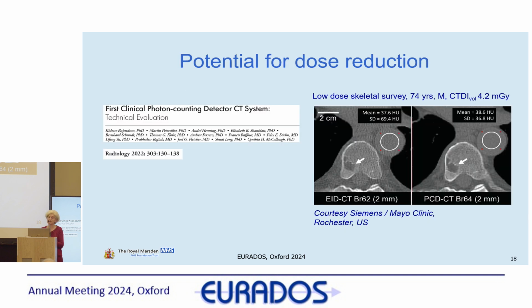And hopefully this pair of images gives you a taste for the potential for dose reduction that we might be able to achieve. This is work done in 2022. What I'm showing is a low-dose skeletal survey of a 74-year-old male. Same dose on both sides, CTDI of 4.2 milligray, and very similar image acquisition parameters, slice thickness, and reconstruction kernels. And what you can see here is an almost 2-fold reduction in image noise, which means we've got the opportunity to reduce dose by a factor of 4.